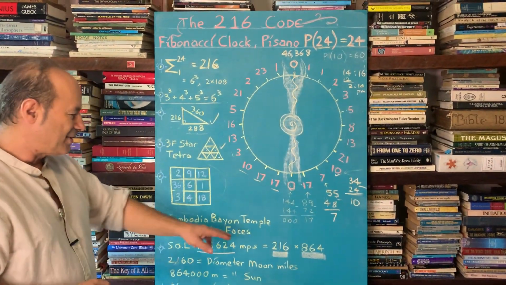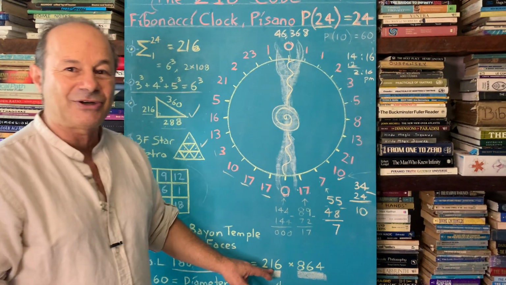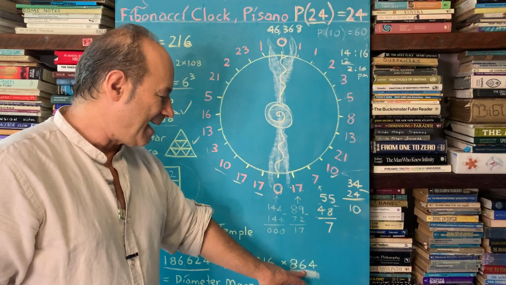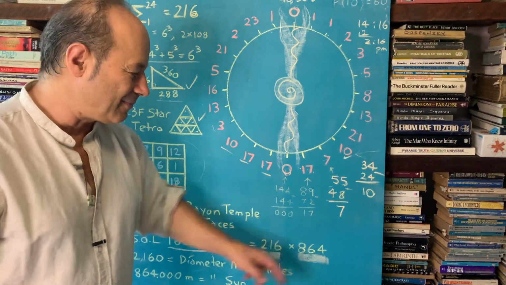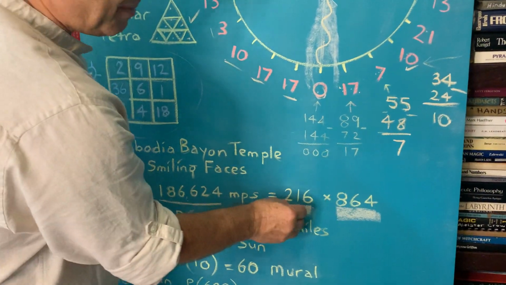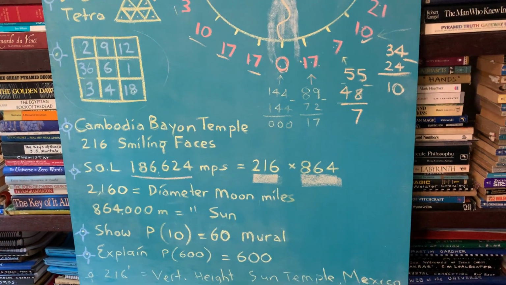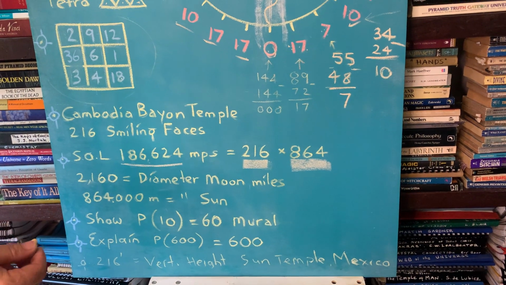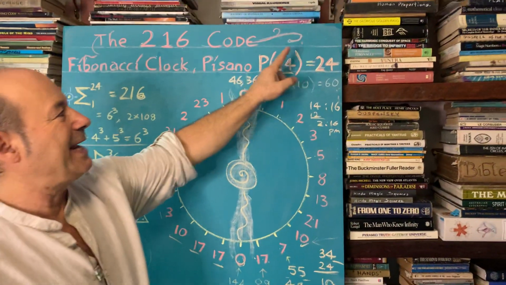I'd just like to talk about just a little bit more about that. So 216 has got to do with the moon's diameter. That's 2,160 miles. And the diameter of the sun is 864,000 miles. So when you take harmonic 216 and 864, the diameters of the moon and the sun, we end up with the speed of light. And I'd like to conclude to say that this P24 equals itself.